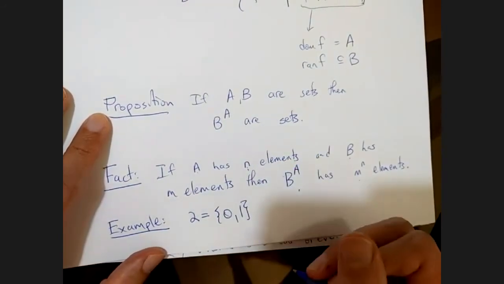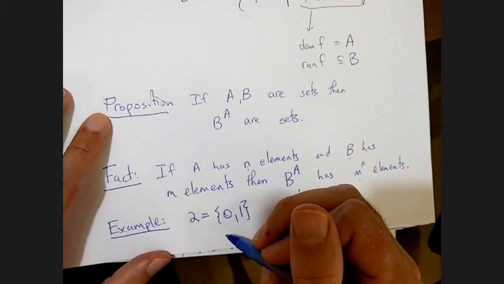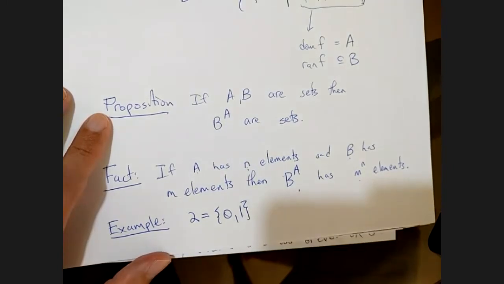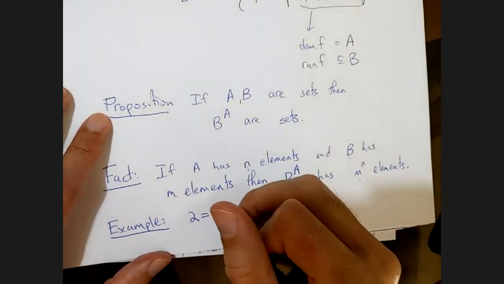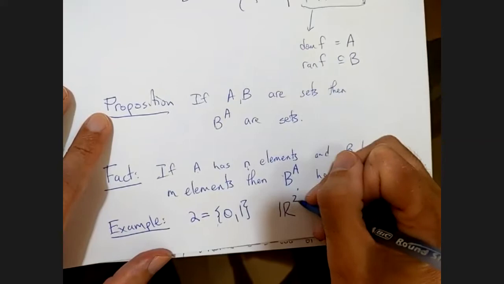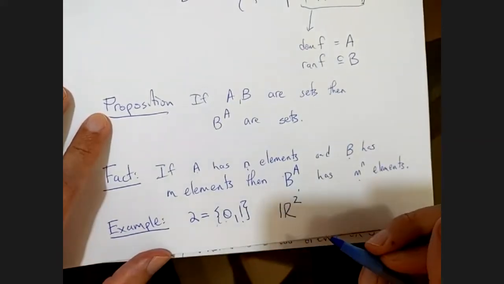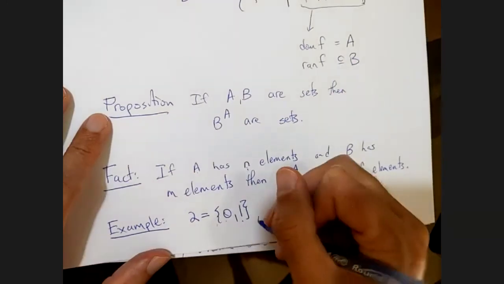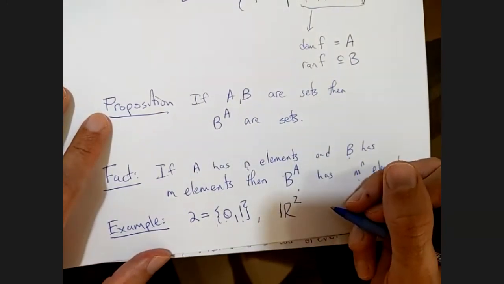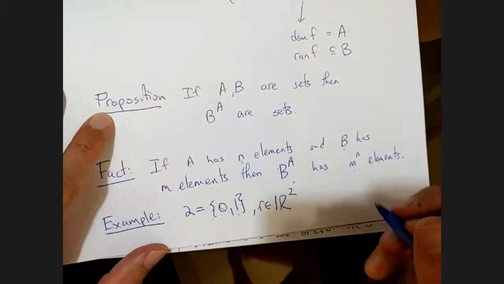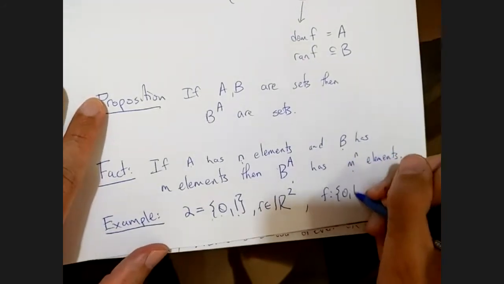We'll see later that one way to define the natural number 2 is as the unordered pair of 0 and 1. We'll see how that makes sense later, but this is our definition of 2. Then we can look at the set of all functions from this unordered pair to R. That's called R2. Each element of R2 is a function from 0, 1 to R.